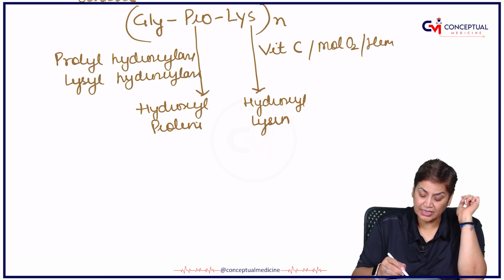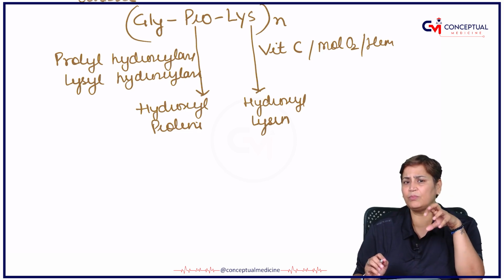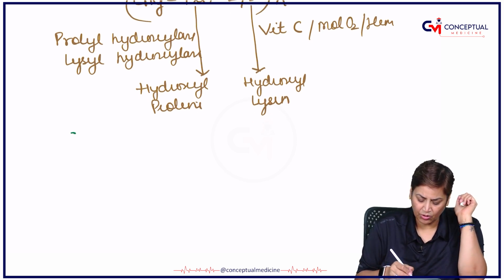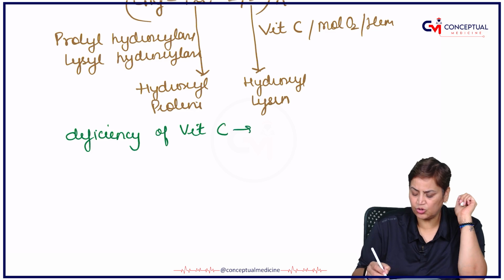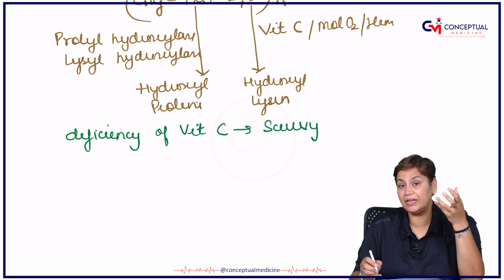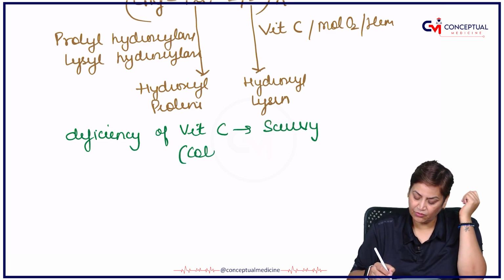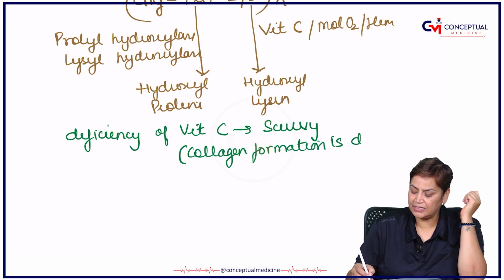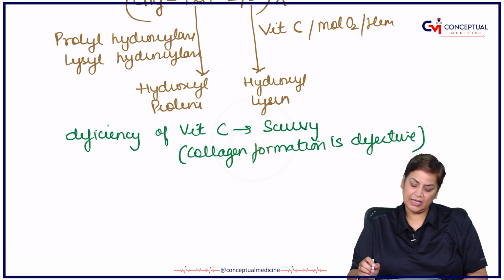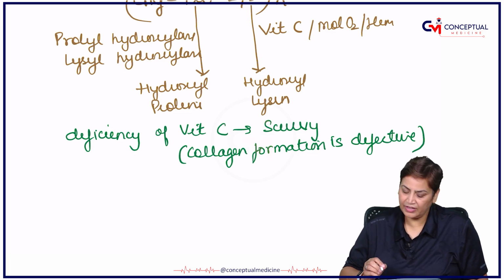And if we talk about this reaction, we all know this is a very important post-translational modification, because deficiency of vitamin C leads to scurvy. And we know that in scurvy the main reason is that collagen formation is defective. So you can imagine the importance of this post-translational modification.